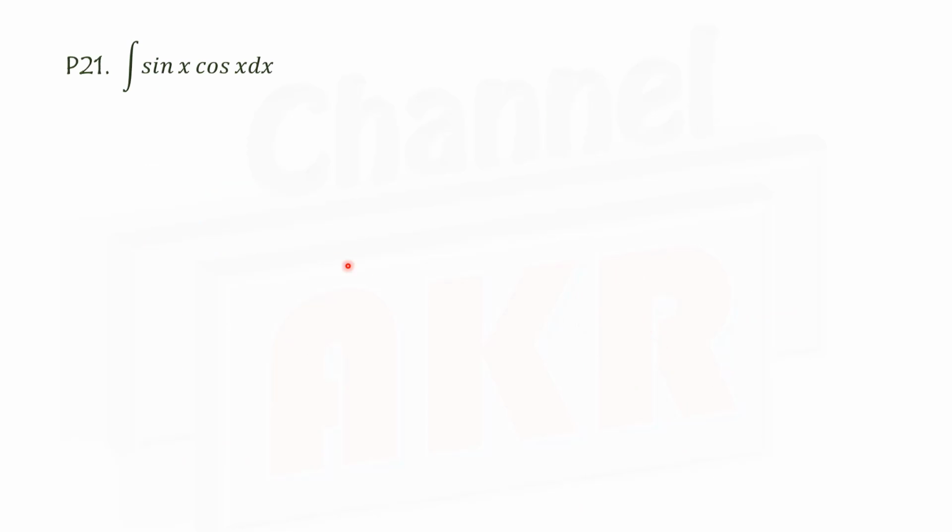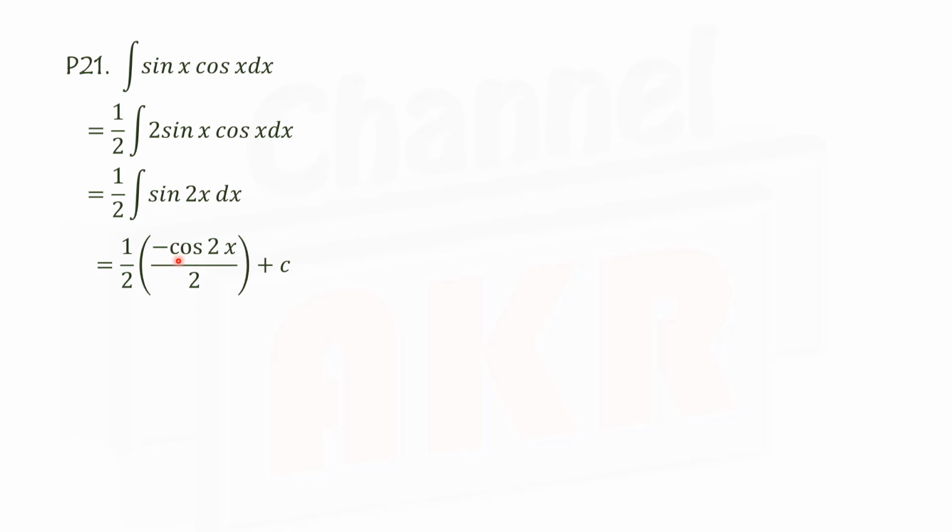Problem number 21, two functions like u into v, but we don't need to consider this as u into v. We have a formula 2 sin x cos x, so make it 2 sin x cos x, like this. 1 by 2 is adjusted, so 2 sin x cos x is sin 2x, so write it sin 2x. Then very easy method, integration of sin 2x will be minus cos 2x by 2. Okay, and final answer is this. We got the answer.